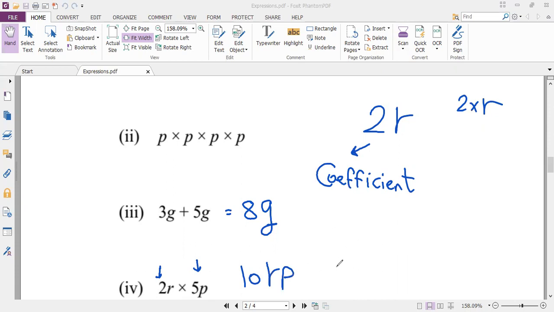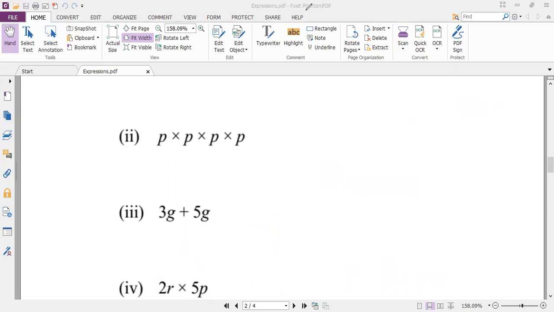You know, some students can write it as 10pr. They are the same. There is no difference between them.